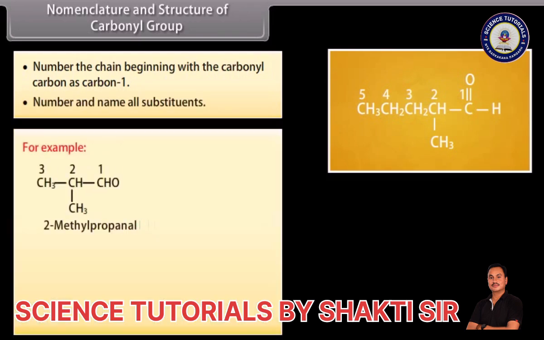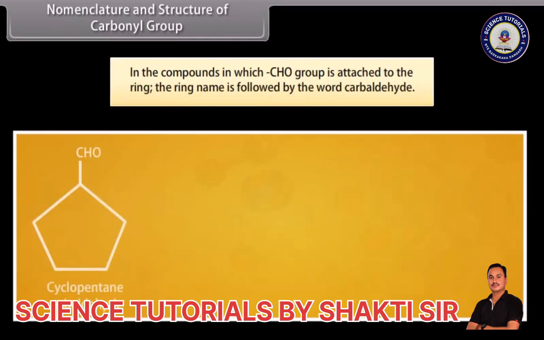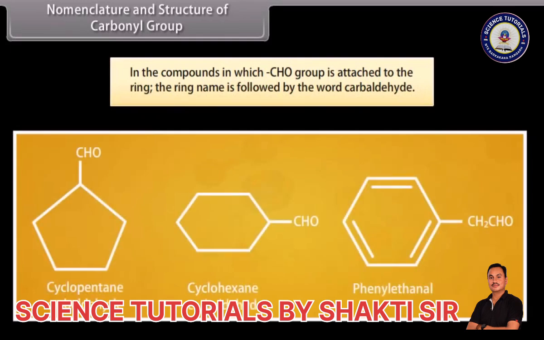For example, 2-methylpropanal, 3-bromo-2-methylbutanal. In the compounds in which aldehydic group is attached to the ring, the name is followed by the word carbaldehyde.